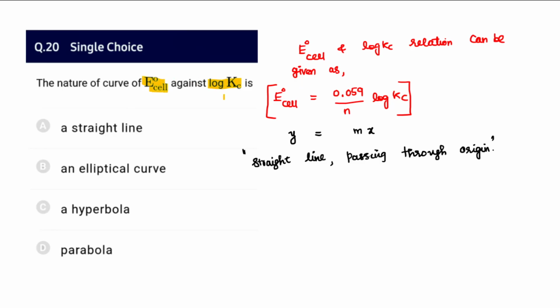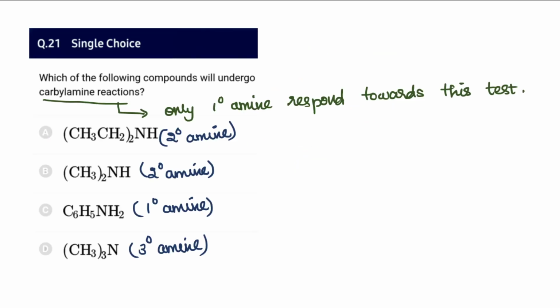So the Kc and the log E0 cell can be related this way, which is in the format of y equal to mx, which passes through a straight line, or it has a straight line passing through the origin. So it seems option A is the correct one.